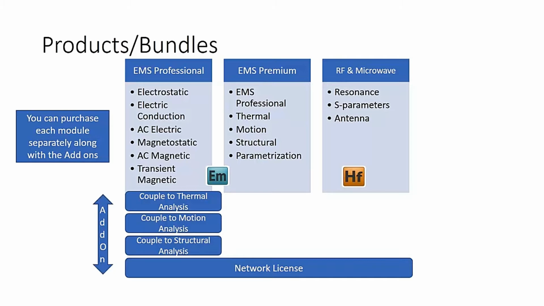And the EMS Premium is a package that contains all of these, and it also contains this parameterization, which we will talk about in today's webinar. Regarding the HFWorks product, it is a product that is designed to do passive RF and microwave components. There are 3 different study types: resonance, S parameters and antenna studies that are possible in HFWorks.